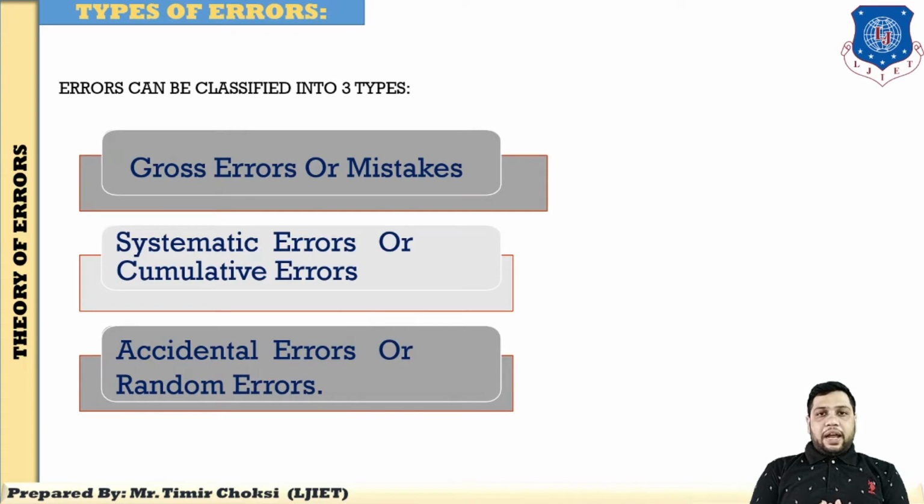In the first part I explained the definition. In the second part I explained an example of the error. And third, how to eliminate the error. So I have explained types of error in three parts. First, you write the three types of error: gross error or mistake, systematic or cumulative, and accidental or random.